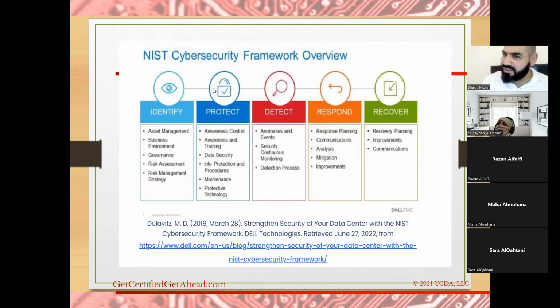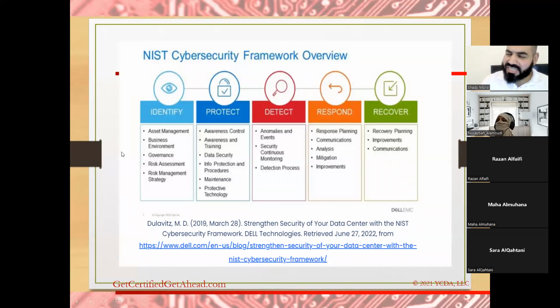Try to protect, which is preventive control. And if you fail to protect, you at least can detect. Okay, so you implement detective control. Once you detect something suspicious, you respond. This is your corrective control or incident controls, and then recover from the incident.